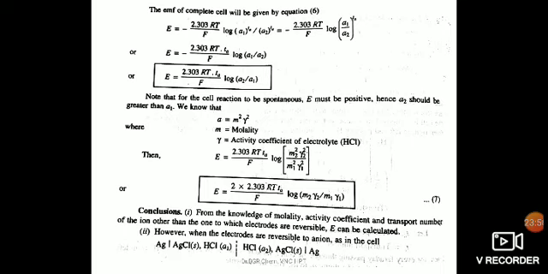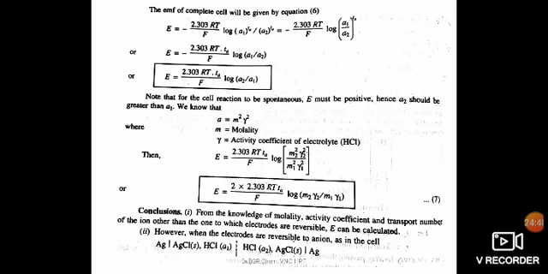Here, note that for the cell reaction to be spontaneous, E must be positive. Hence, a2 should be greater than a1. Now, we know that activity is equal to m squared into gamma squared, where m is molality and gamma is the activity coefficient of the electrolyte. Then that equation can be written as E equals 2.303 RT into Ta by F into log of m2 squared gamma 2 squared divided by m1 squared gamma 1 squared. Therefore, the equation can be reduced to the form E equals 2 into 2.303 RT into Ta by F into log of m2 gamma 2 by m1 gamma 1.